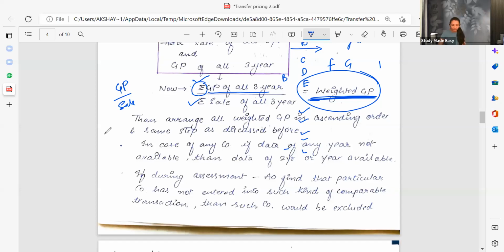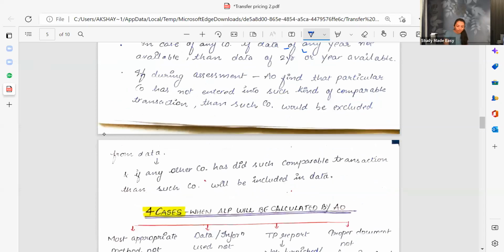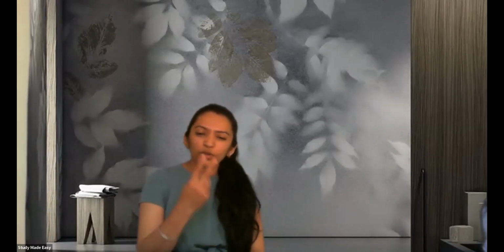Okay. So this is the entire range concept. As I said already, it is a C category wala concept. Now, ma'am, suppose we don't have 3 year ka data, only 2 years ka data we have. So weighted average of what will you take? You will take weighted average for only 2 years. If 2 years, then 2 years ka hi weighted average.